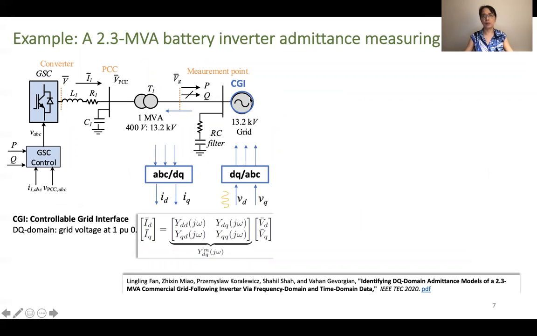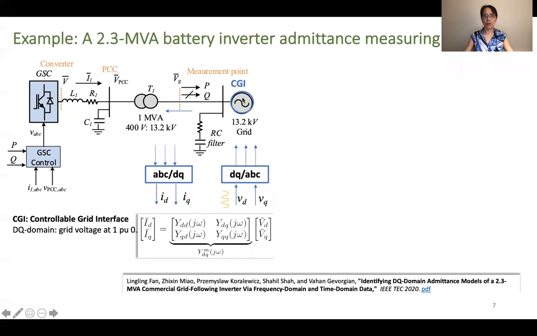Now we are going to look at admittance. First, this device is three-phase. It will be connected to a controllable voltage source. Everything is high power, high voltage, so you have to have very special equipment to do that, and this experiment was done at the National Renewable Energy Lab.